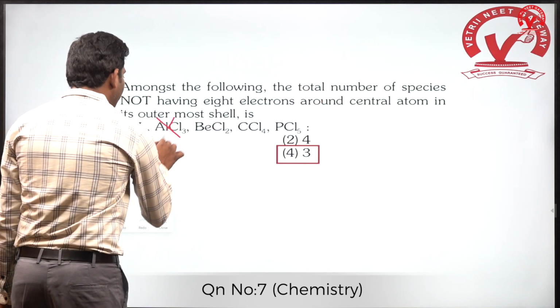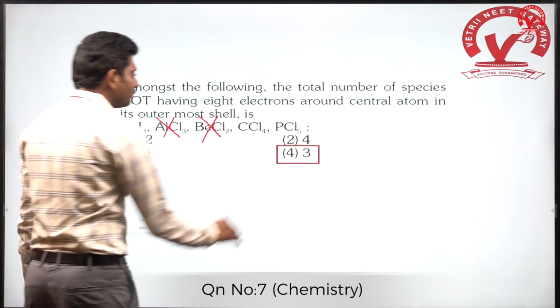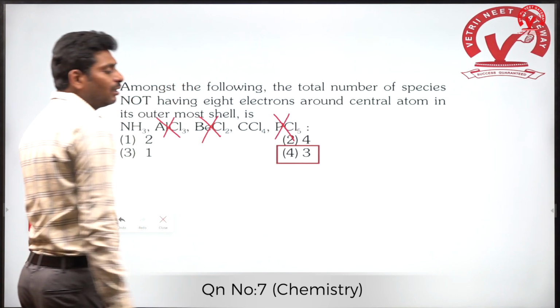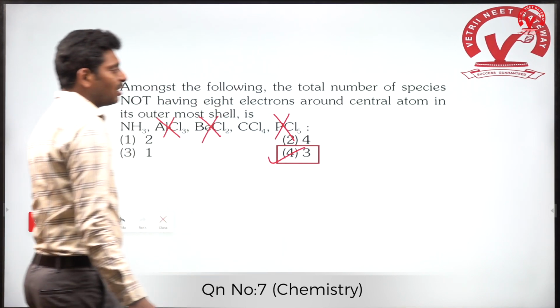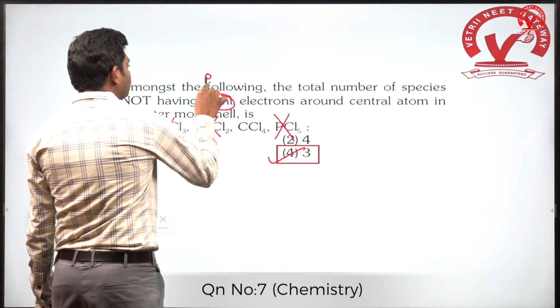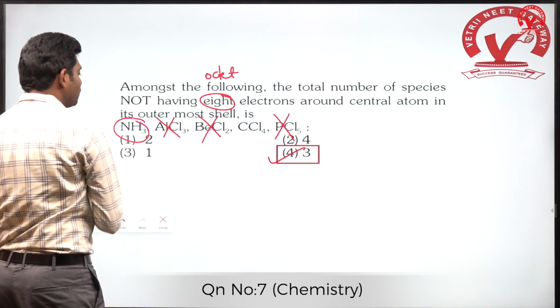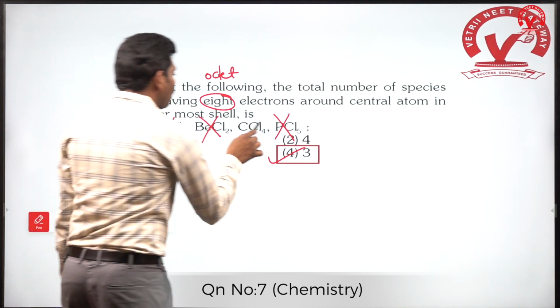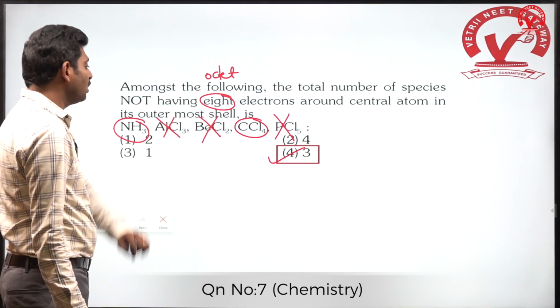So in this question, among the following, the total number of species not having 8 electrons: aluminum chloride does not have 8 electrons, beryllium chloride does not have 8 electrons, and PCl5 does not have 8 electrons. So total 3. So 3 is the answer. 8 electrons means octet configuration. Ammonia and carbon tetrachloride CCl4 exhibit the octet configuration. The remaining 3 won't exhibit it.